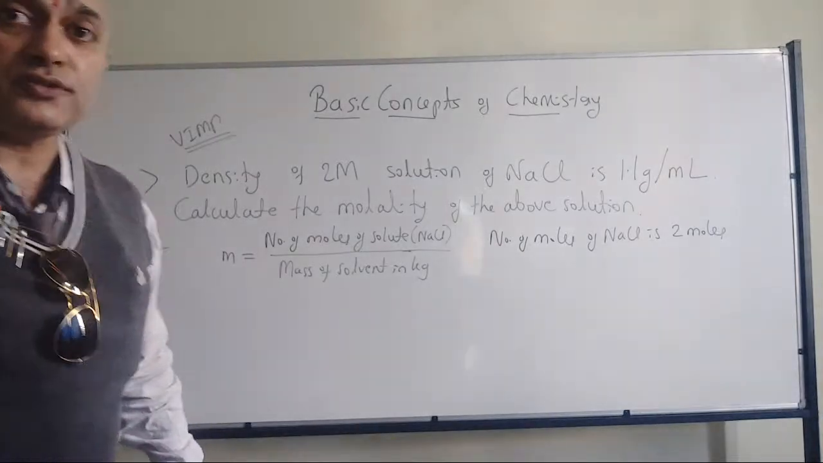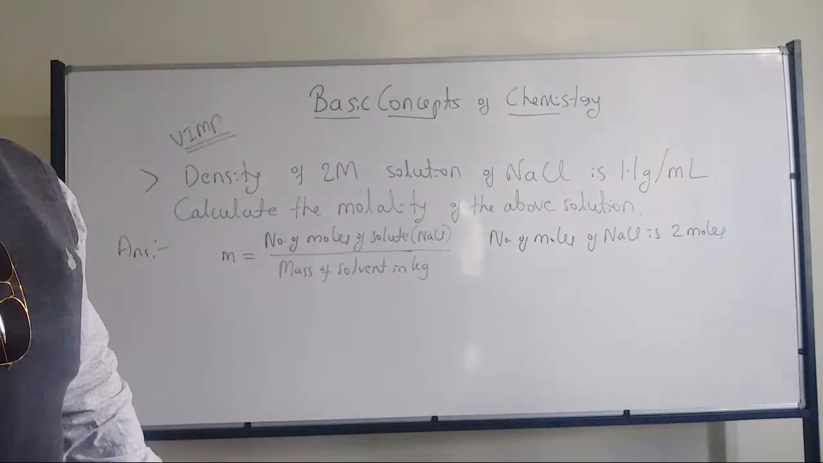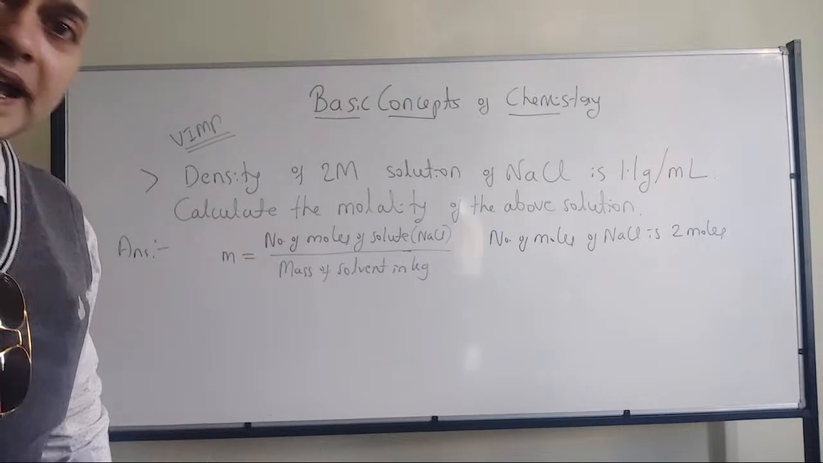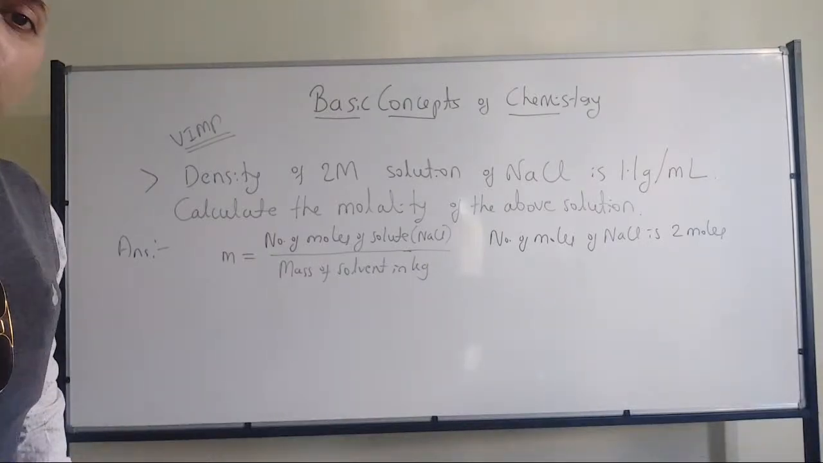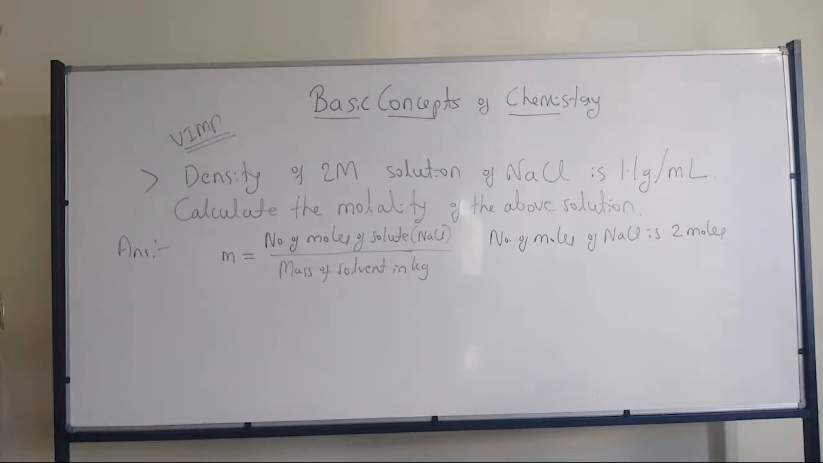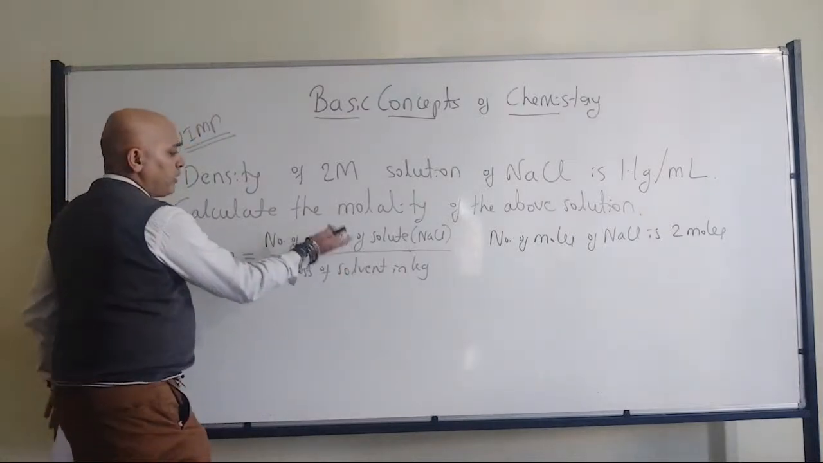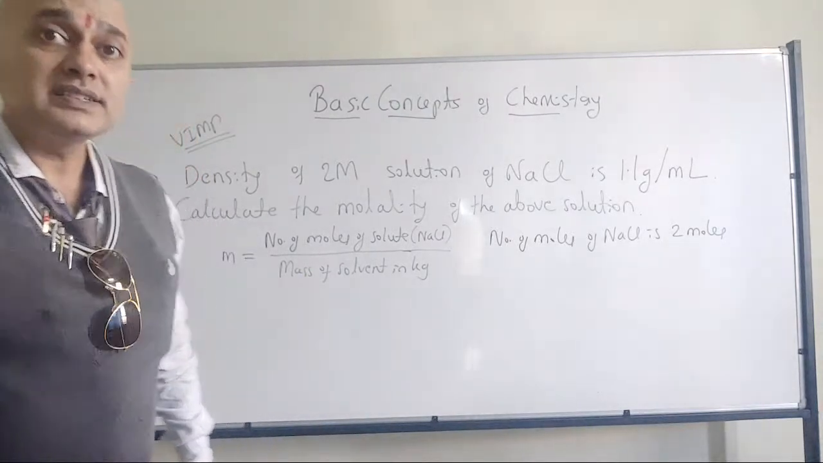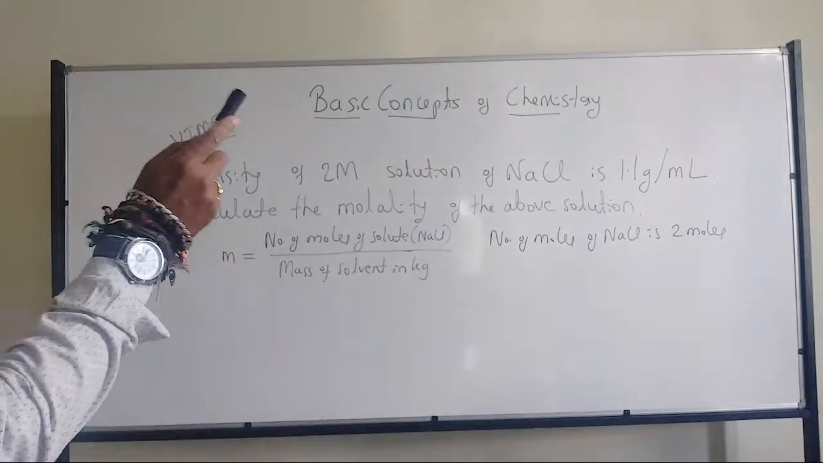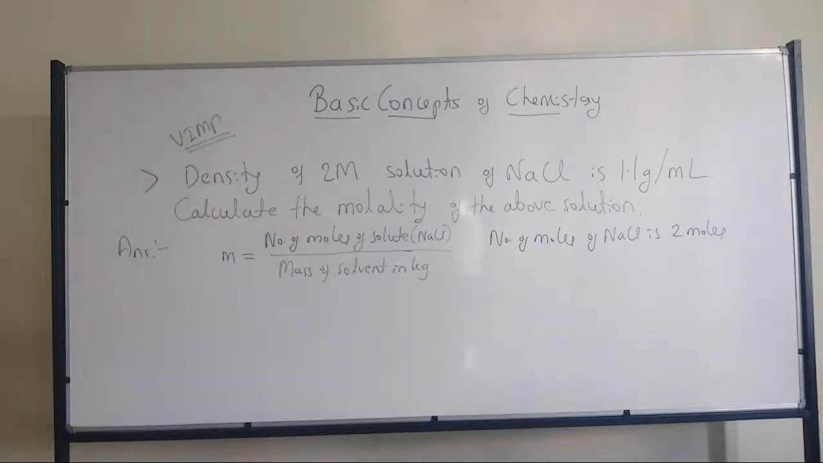Don't get confused. Read the question. You can read the question twice. So already it is given, 2 molar solution. Therefore, number of moles is given, 2 moles. So numerator, no problem. But denominator, there is an issue, because they have given the density of the solution, that is 1.1 gram per ml.